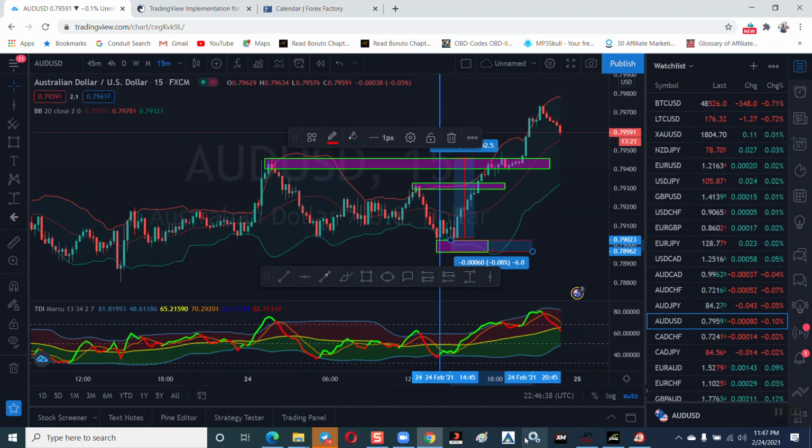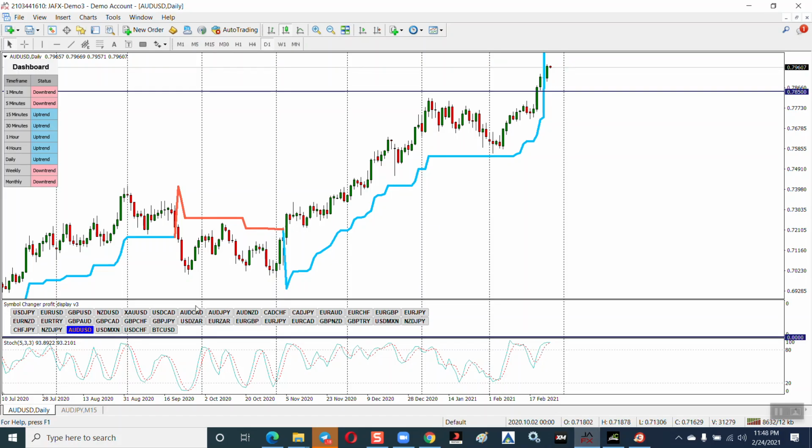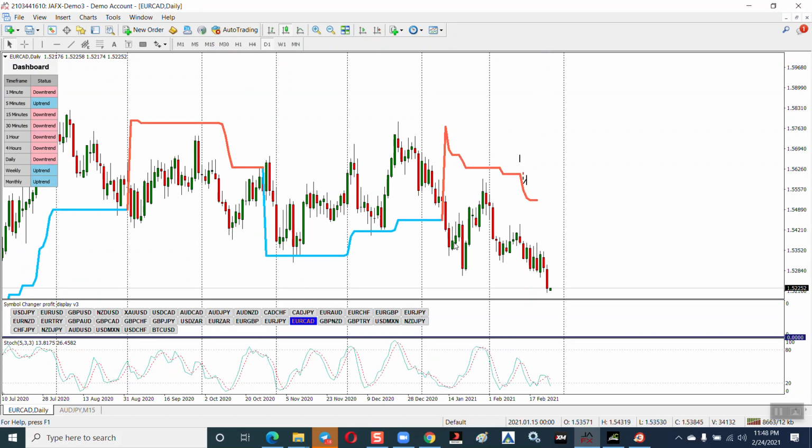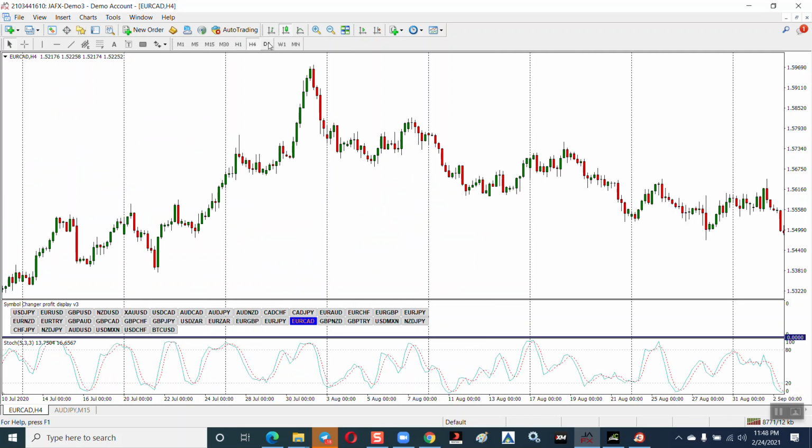Now let's look at another pair, for instance. Now let's come here and look at Euro GBP. Okay, let's look at Euro CAD, for instance.